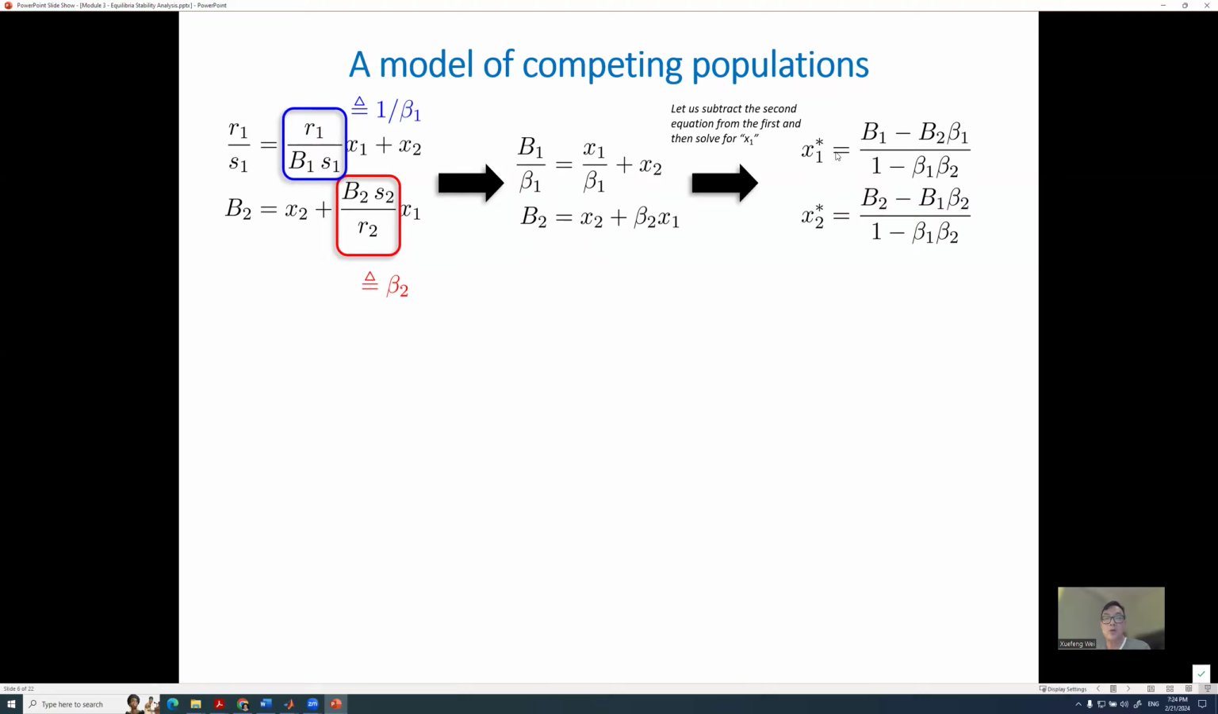Then you can just plug the solution for x1 into either of these two equations. Then you can obtain the solution for x2, which is reported here as x2 star. So those are the new equilibrium point. By doing this sequence of steps, we found another set of equilibrium point, which is x1 star and x2 star.